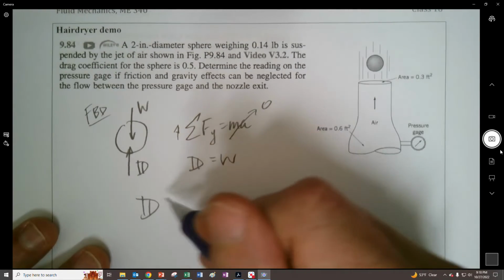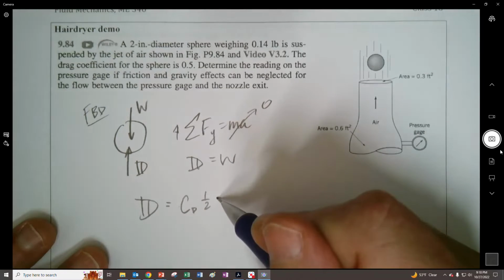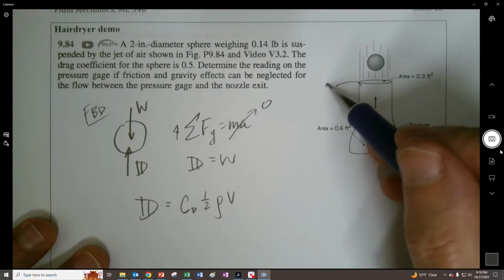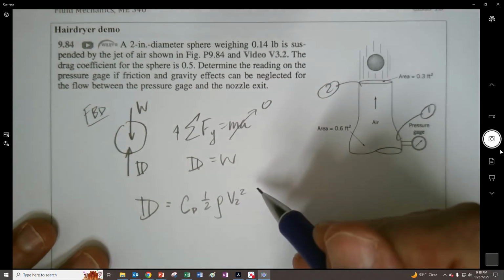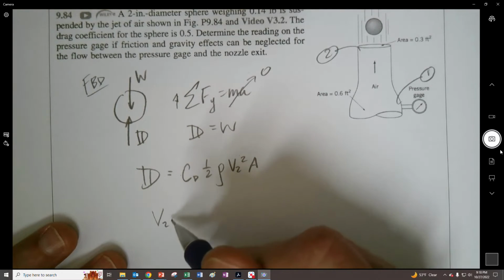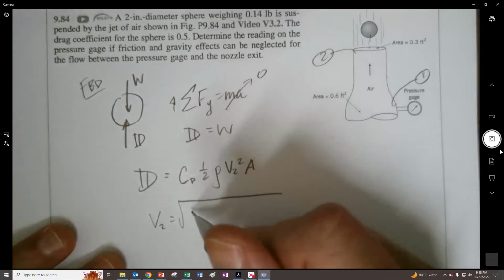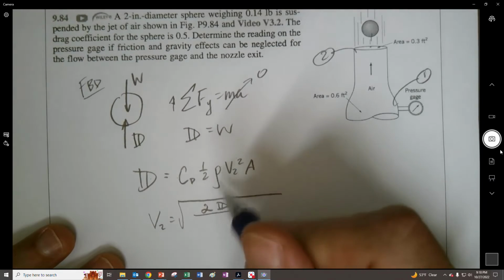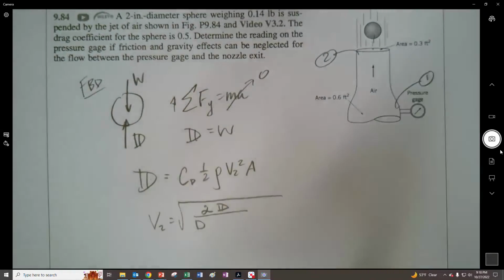And the drag that we would find is going to be C_D, the drag coefficient given, times 1/2 rho V. Let's call this point 2 right here, and we'll call this point 1. So V2 squared and then A. Rewriting this, we can find the anticipated velocity right here by taking the 2 over there and dividing by the drag coefficient.